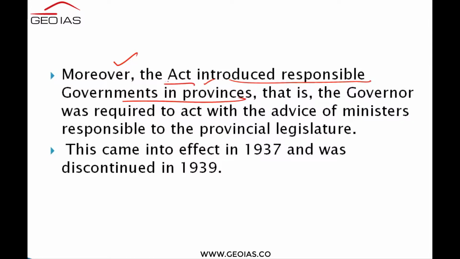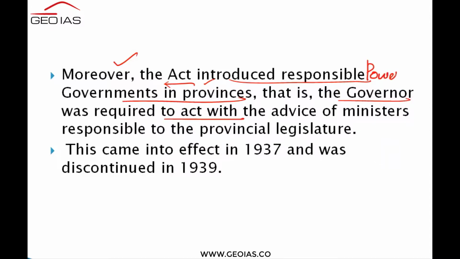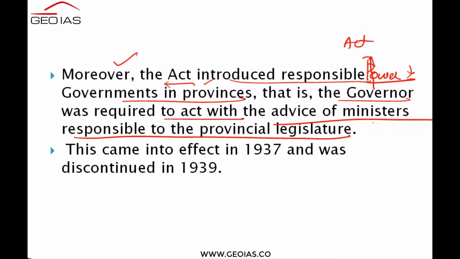Earlier we have discussed the governor was required to act. So the governor's power was also reduced. He has to act according to the advice of the ministers responsible to the provincial legislature. So the governor's role was reduced, and he has to act according to the advice given by these ministers who are responsible to the legislature only.